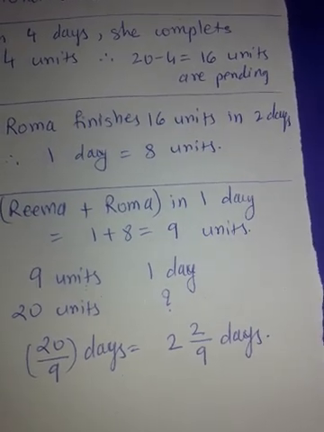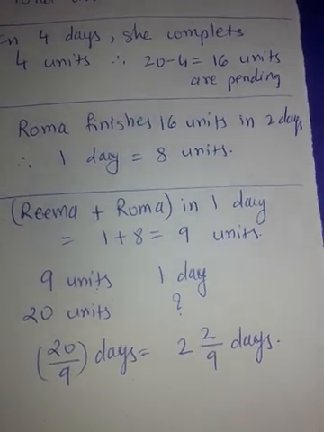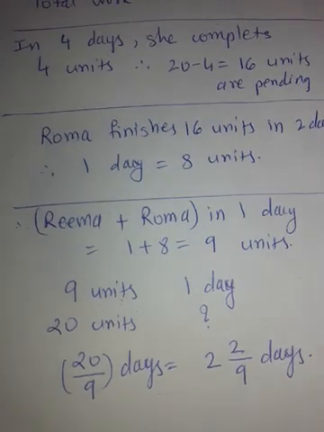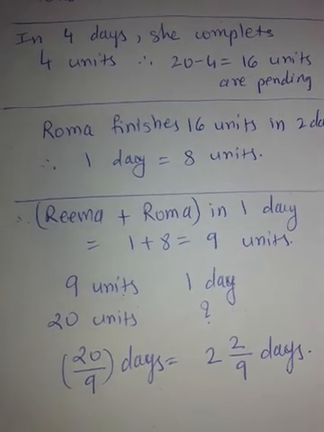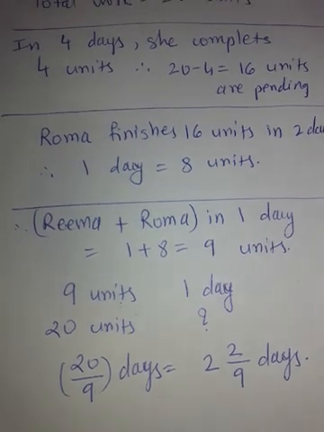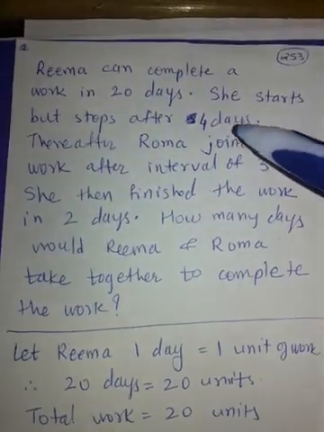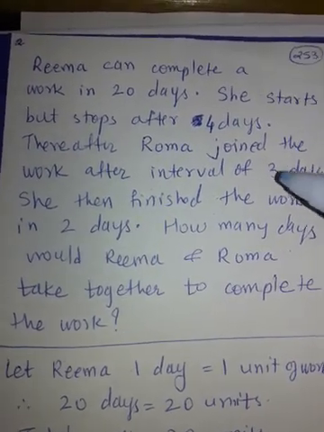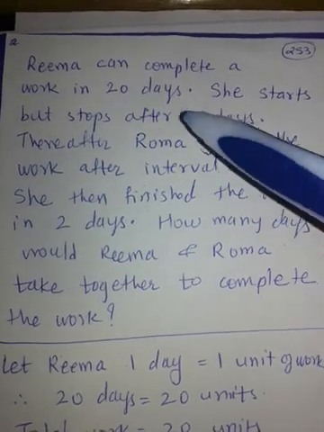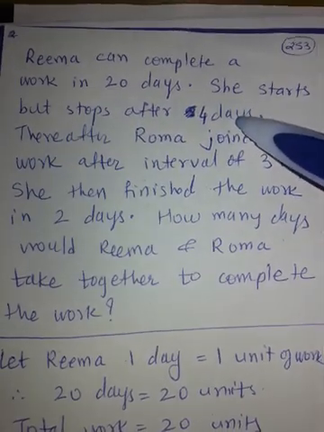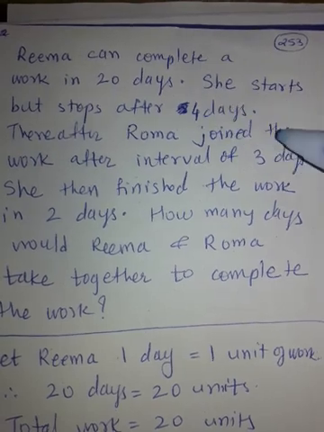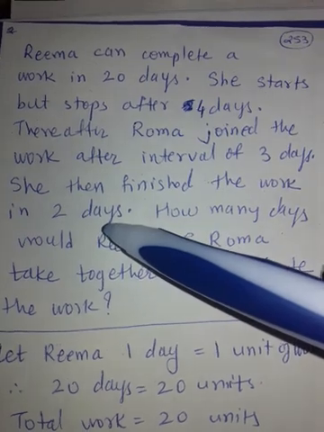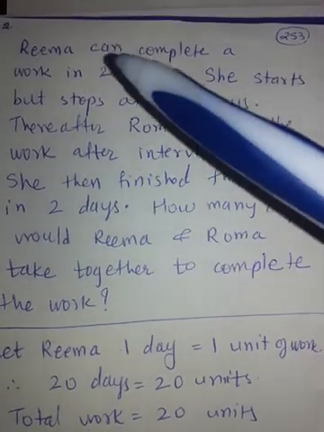Very easy example. This is also an oral example, but just that extra line is there, interval of 3 days. When will that line be useful? Can you tell me? In which type of examples will that line be useful? If the question was, in how many days was the total work complete, then you can use this line. How? Like this. See, Rima worked for 4 days, then 3 days interval. So 4 plus 3, 7. And then Roma finished in 2 days. So 7 plus 2, 9. So total work was finished in 9 days.